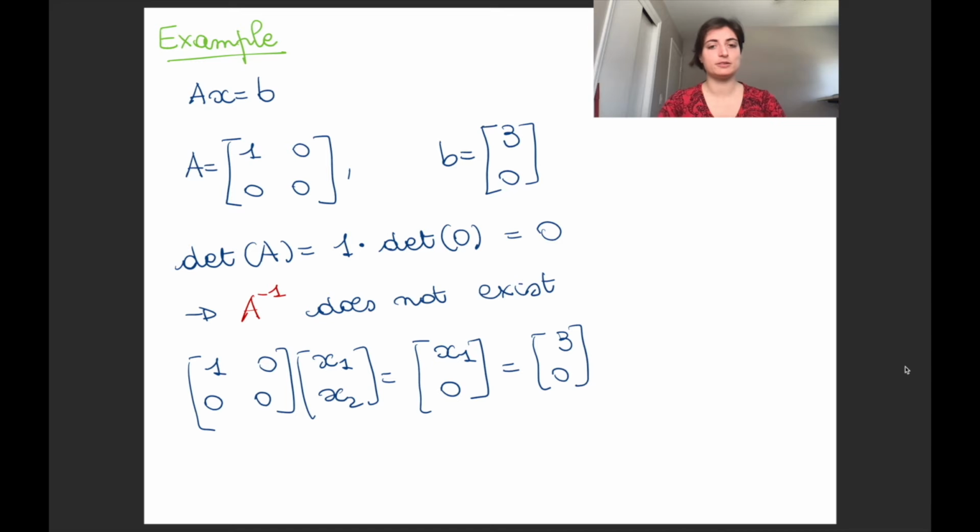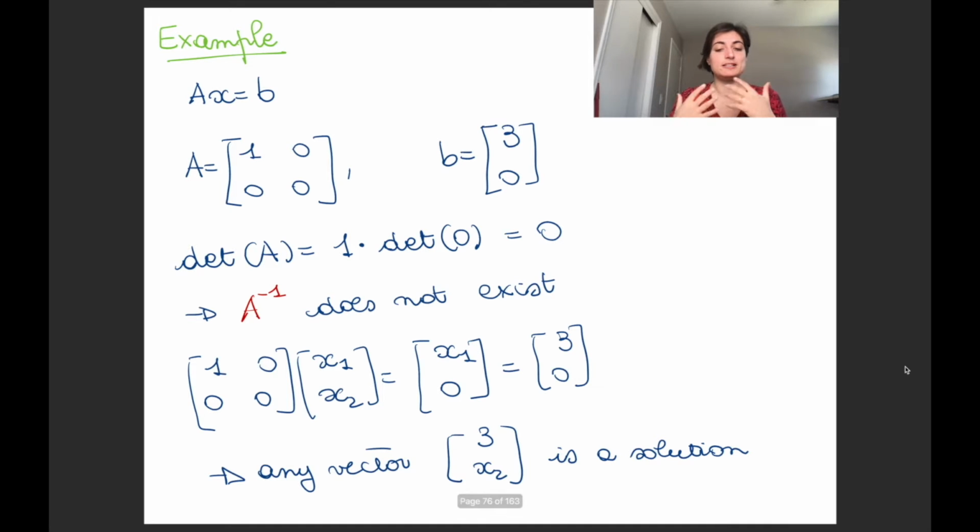If we want to solve this equation, we notice that A times a vector x with values x1 and x2 is equal to the vector (x1, 0). If we want to set that equal to (3, 0), it means that any vector that has 3 as the first element and whatever else in the second element is a solution to our linear system. So we have infinitely many solutions.